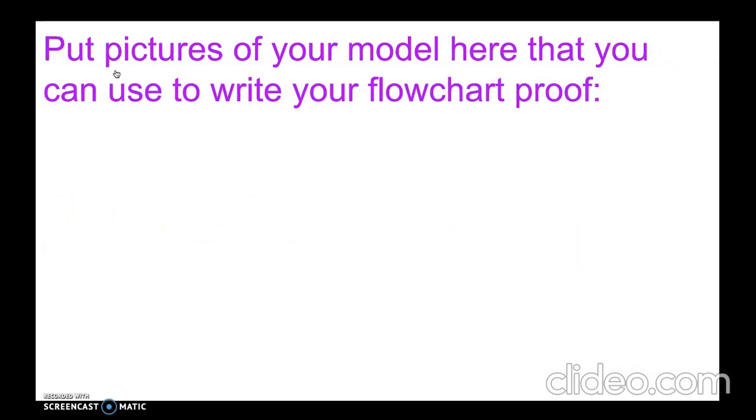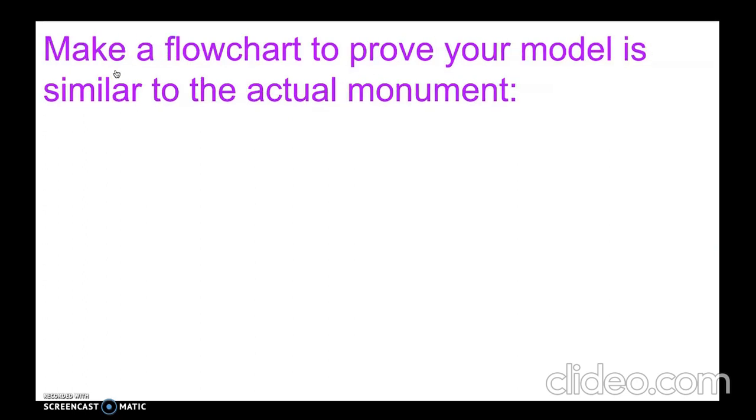Then what you're going to do is post some pictures of your model right here, and then you'll write a flowchart proof here. Now you'll notice I gave you 8 pages to do the flowchart proof. That's just so that you have room. If you want to put it all onto one page so that it's all neat and organized, that's fine. I kind of do both. I do my individuals on individual pages, and then I combine all my pages together at the end.